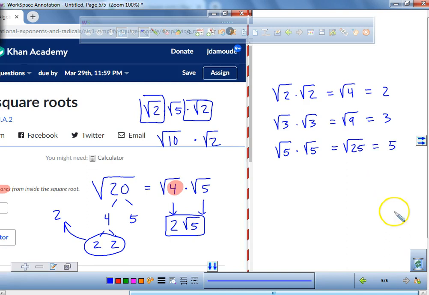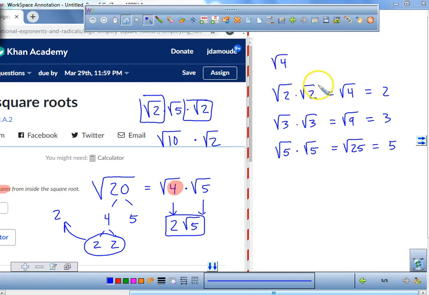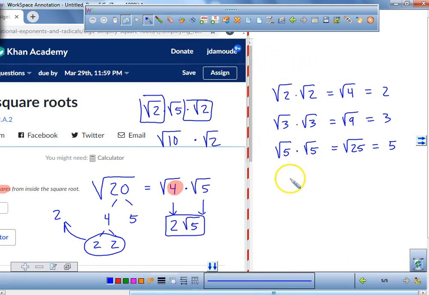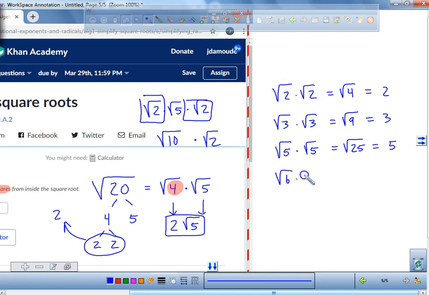Like you skipped one, Mr. Luke. Why do you think I skipped the square root of 4? Because that's just a 2. I'm just doing ones that they're not perfect squares. So if I have the square root of 6 times the square root of 6, what do you think that's eventually going to become? You're looking for a pattern. I'm trying to establish a pattern here. What do you think? You're right.